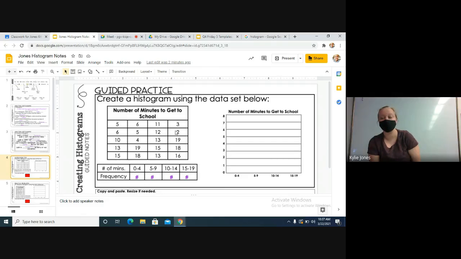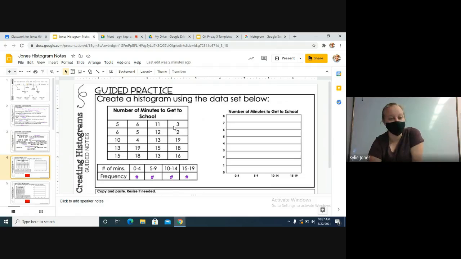The number of minutes it takes someone to get to school. So let's say all of the kids that they asked walk to school. One of these kids, it takes 5 minutes to walk to school. Another one, it takes 15 minutes. Another kid takes 13 minutes to walk to school. So it depends on the kid and how far away they live.